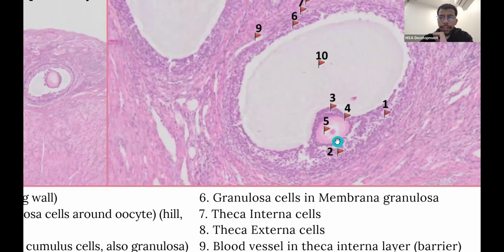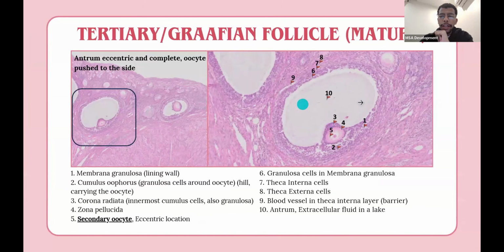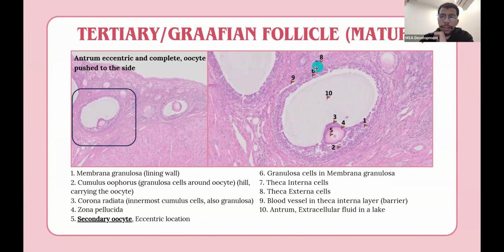Now four, can you guys see here this pink thick layer around it? This is our zona pellucida. And then five is the oocyte. Okay. And here we have the antrum, number 10. And then we still have granulosa cells. Remember here, in one we said granulosa cell, membrana granulosa. It goes all the way around, surrounding the whole follicle. Then we have theca interna, then theca externa. These are the stromal cells, theca interna, theca externa.